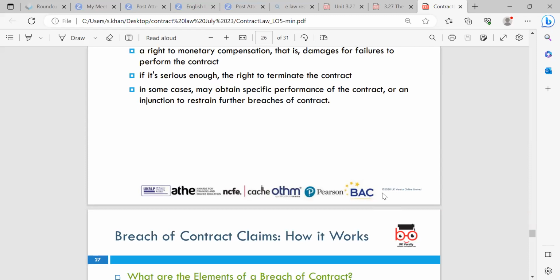And when we look at specific performance, this is an equitable remedy which is available at the discretion of the judge, and it's an order by the court requiring one party to perform their contractual obligation. Whilst it is often said that contracts are made to be performed and parties should be held to their contractual obligations, the courts are often reluctant to order a party to unwillingly perform the contract, and specific performance is only available in limited circumstances.